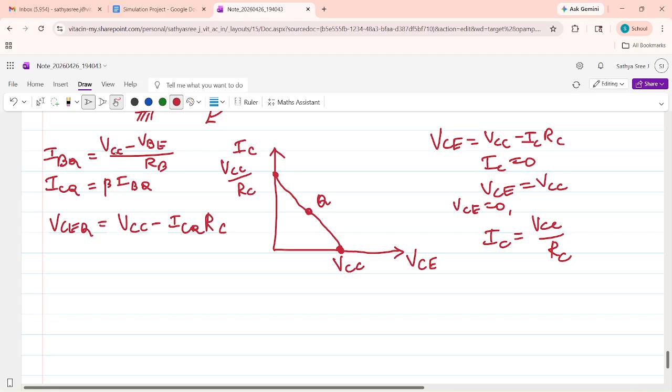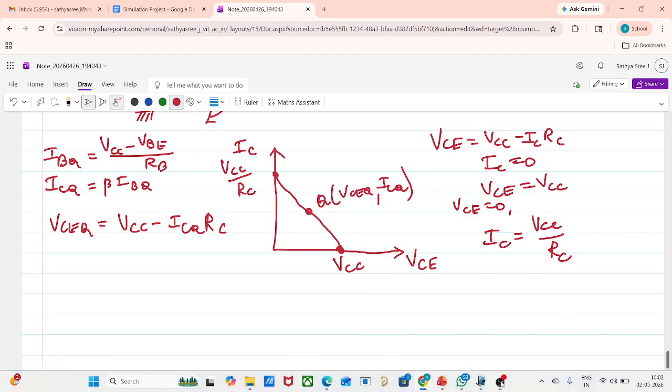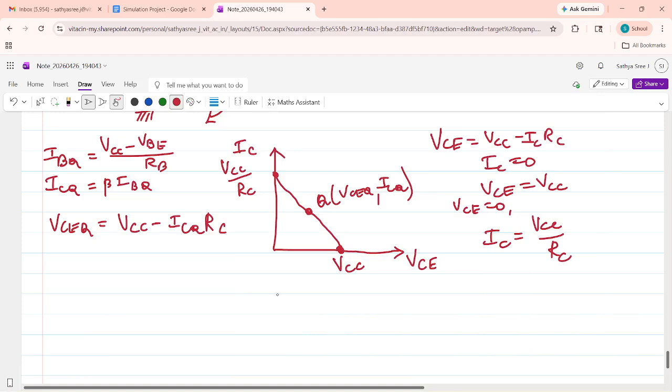Once we know the values of VCC, VBE and RB, we can calculate IBQ. If we know the value of beta, we can calculate ICQ and then we can calculate VCEQ. So this Q point is VCEQ, ICQ. This is how to calculate the Q point of a fixed bias circuit. In the next video, we will do the small signal analysis for the same circuit.